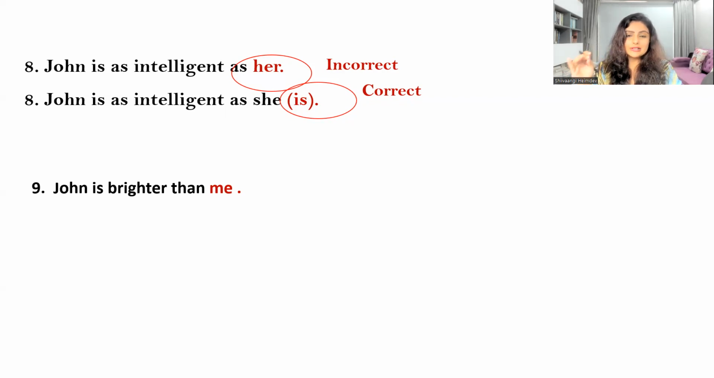John is brighter than me, because I am comparing here. So should I be settling for an object pronoun, me, or what? Comment and let me know. I will be convinced that you have understood. So use this concept, apply this concept, and make your English error free.